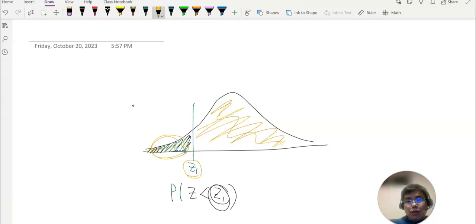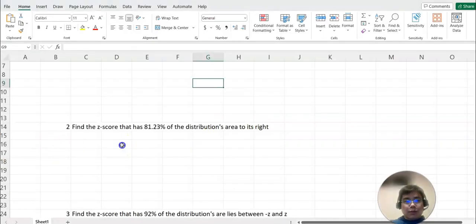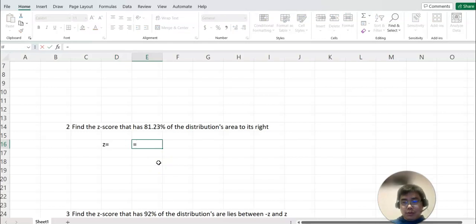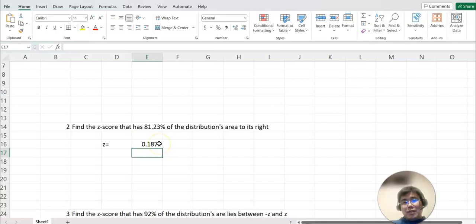That's how we find the area value. Remember that this time the right side area value is given, so we subtract this area value from 1, then we can find the left-side area value and input it into the formula. So you can do it this way: z equals, first of all, equal to norm, actually 1 minus 0.8123. That's basically our left-hand side area.